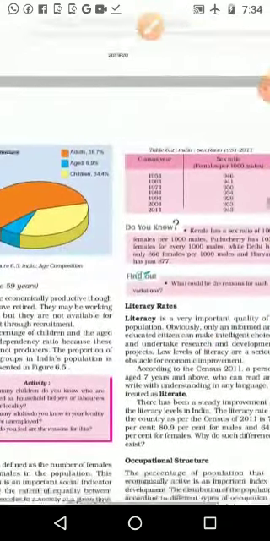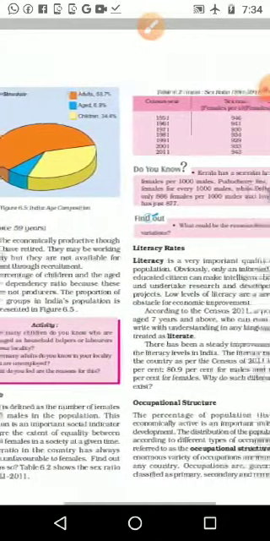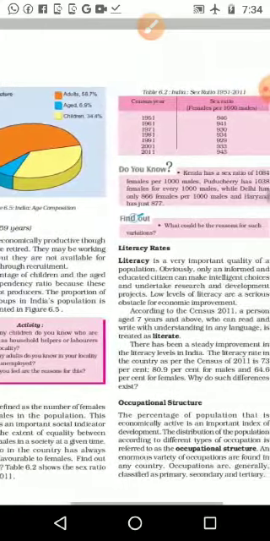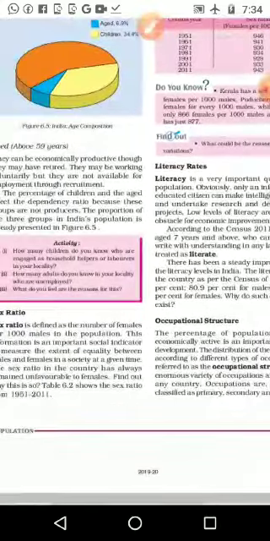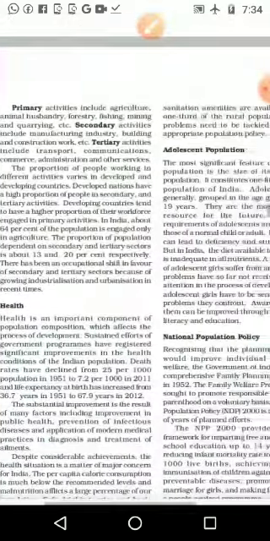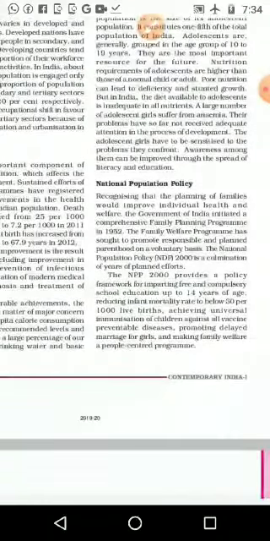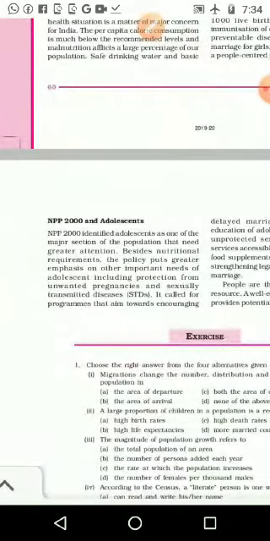The next topic, the third concept, is the quality of population. The first topic is literacy rate. Then occupational structure. Then we can see health. Then the adolescent population, a general concept. Then next, a very important one that we really want to understand: what is the National Population Policy of India, then what is the National Population Policy of 2020, and adolescents.